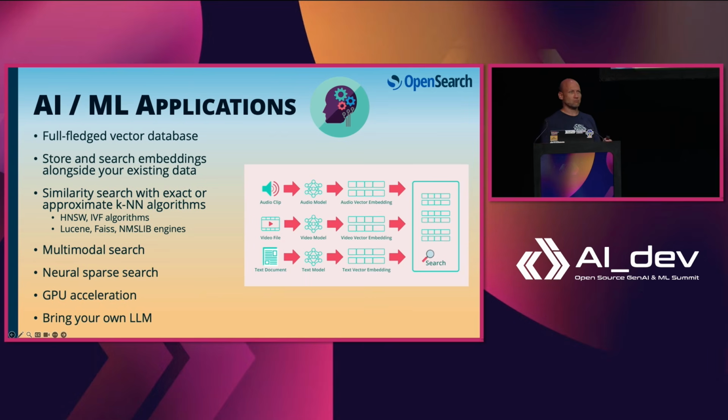It can scale to trillions of vectors. There was actually a great talk this morning about how it reaches that scale. So I don't know if you saw that. If not, check out the recording. OpenSearch supports both exact and approximate KNN algorithms using multiple engines, supports different modalities and even multimodal search. In addition to the dense vector search, it also supports neural sparse search. You can bring your own LLMs.